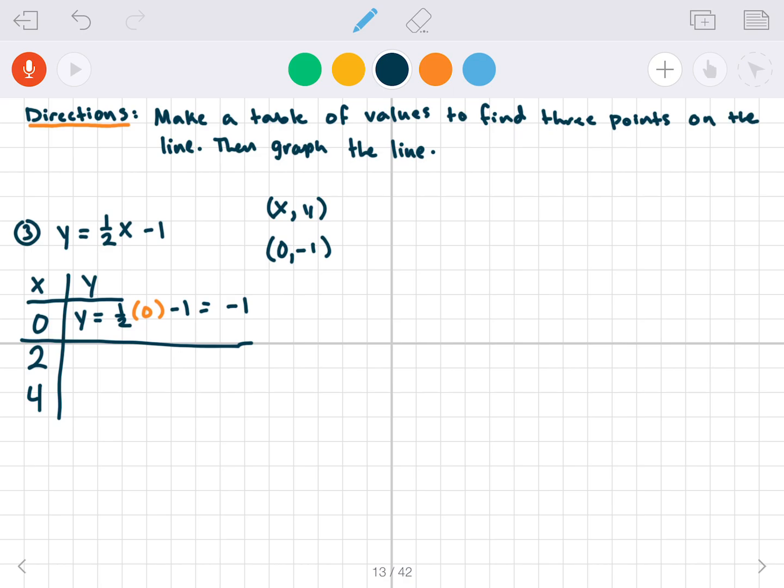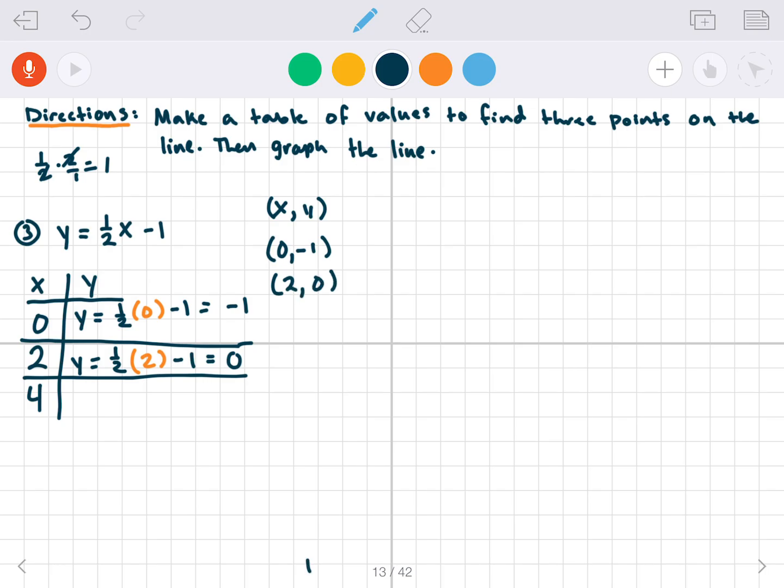Okay. Alright, for this one, I do the same thing. I'm just plugging in 2 this time. So 1/2 times 2 minus 1. And 1/2 times 2 is 1, right? Because 1/2 times 2 is 2 over 1. Cross divide, get 1. So this becomes 1 minus 1, right? 1 minus 1 is 0. So another ordered pair is 2, 0.